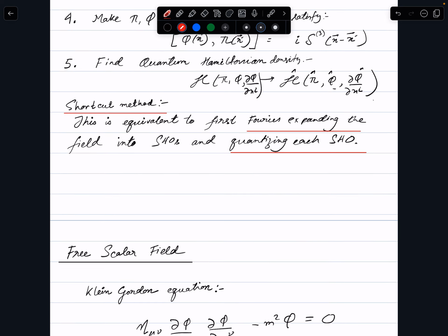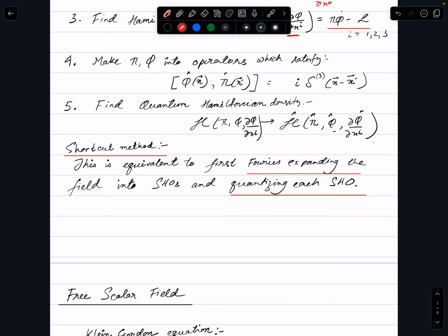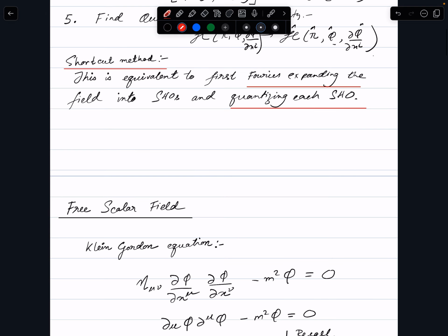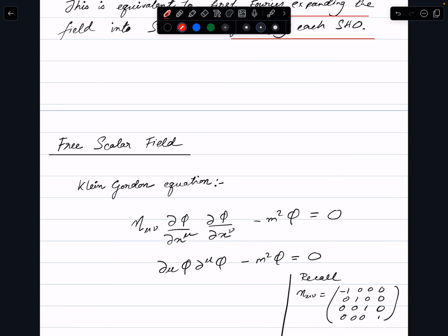Okay. So let's now take our first field theory and quantize it. We have already done the string, but that did not have any particular physical relevance for quantum theory. Now we will take a free scalar field. What do you mean by scalar? The field is a scalar.